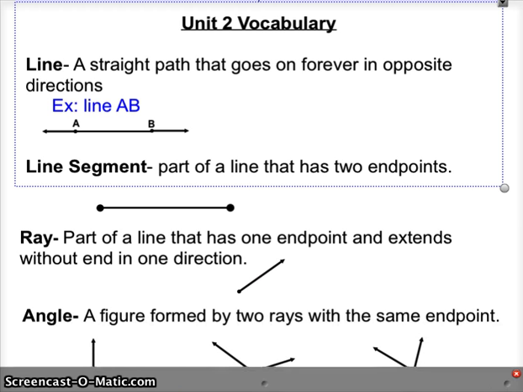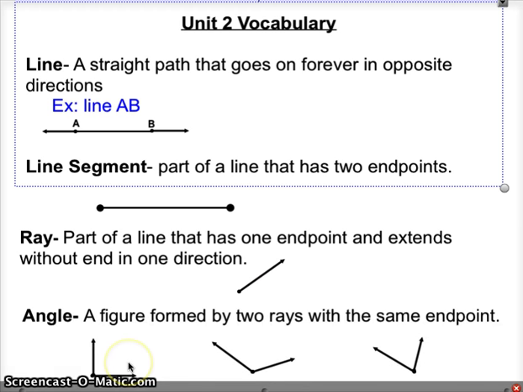And your last vocabulary word for today is angle. An angle is a figure formed by two rays with the same endpoint. So they share the dot and then they have two rays going off of it in any direction.